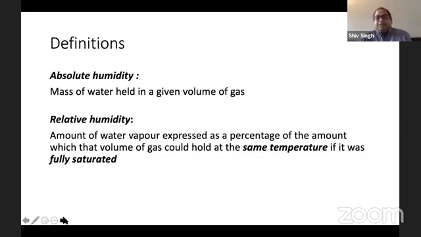So like I said, absolute is absolute. This is the mass of water held in a given volume of gas. That is absolute humidity. Whereas relative humidity is the amount of water vapor expressed as percentage of the amount which the volume of gas could hold at the same temperature if it was fully saturated. So it's in relation to full saturation, same volume. So that's why it's relative humidity. And most times we actually talk about relative humidity, 40%, 50% relative humidity. Okay.